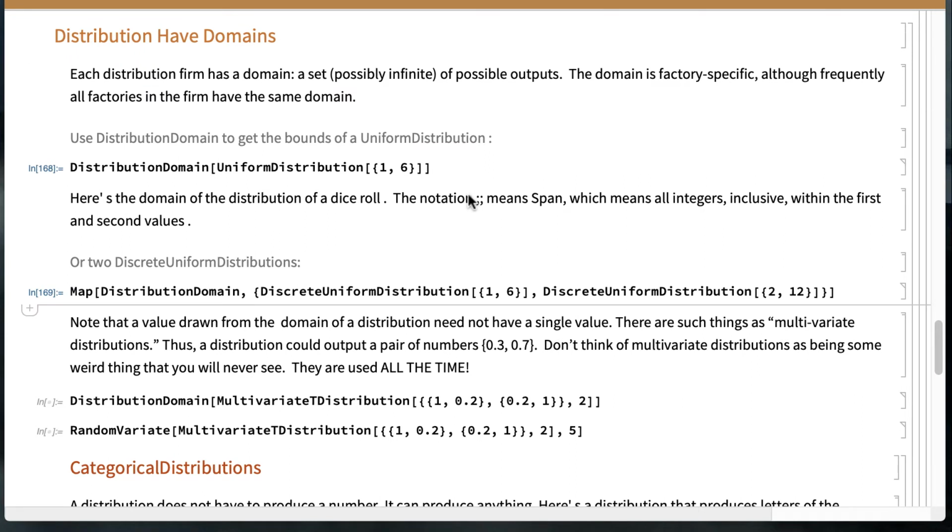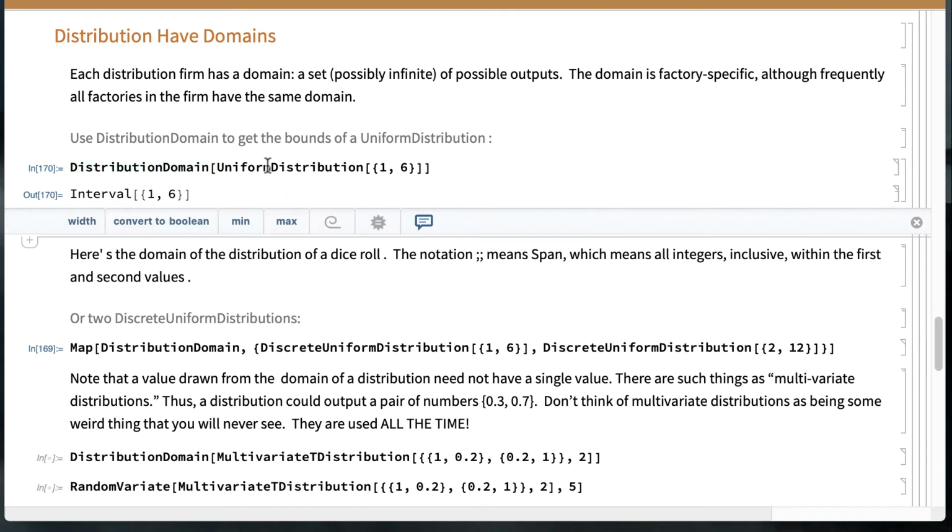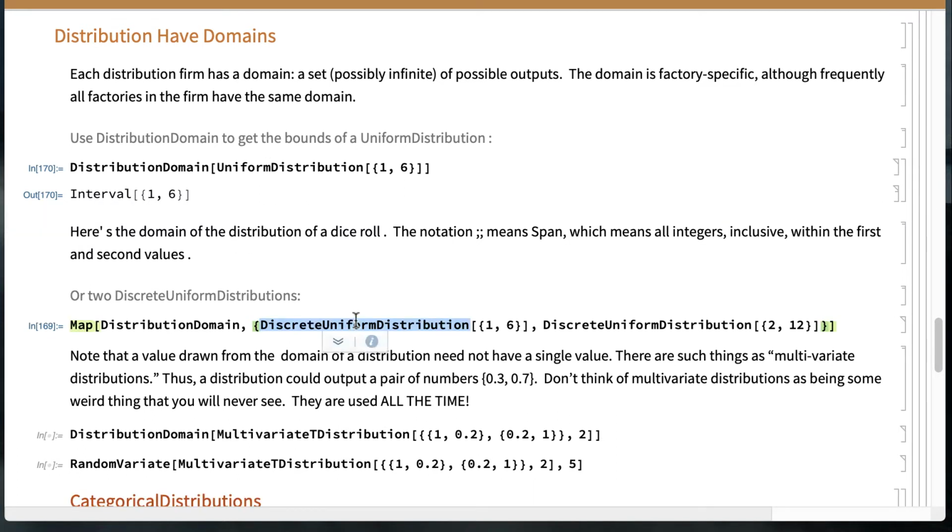Distributions have domains. That is, these are the outputs that the distribution can produce. Often that domain is factory specific. That is, the uniform distribution on the interval 3 to 7 cannot produce a 2, whereas the uniform distribution on the interval 0 to 6 can do so. So we can use the function distribution domain to determine what is the domain of a distribution. And here we have the uniform distribution on the interval 1 to 6, and it can produce anything in the interval 1 to 6. Or we can look at a cousin of the uniform distribution called the discrete uniform distribution. Here, when I have 1 to 6, we're basically modeling a die roll in which the outputs are going to be 1, 2, 3, 4, 5, 6.